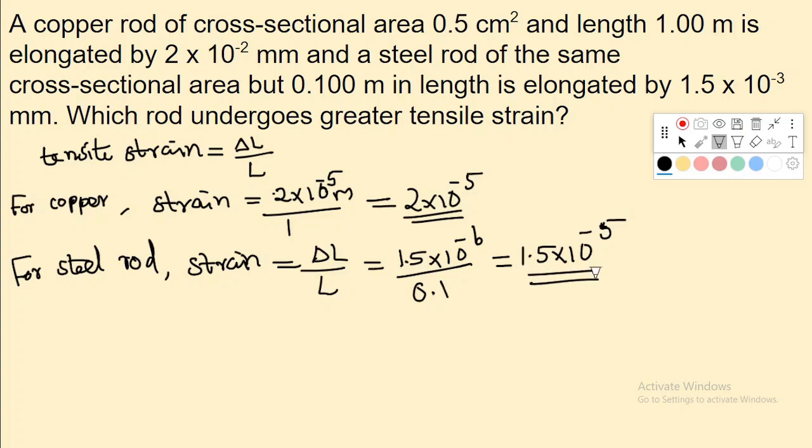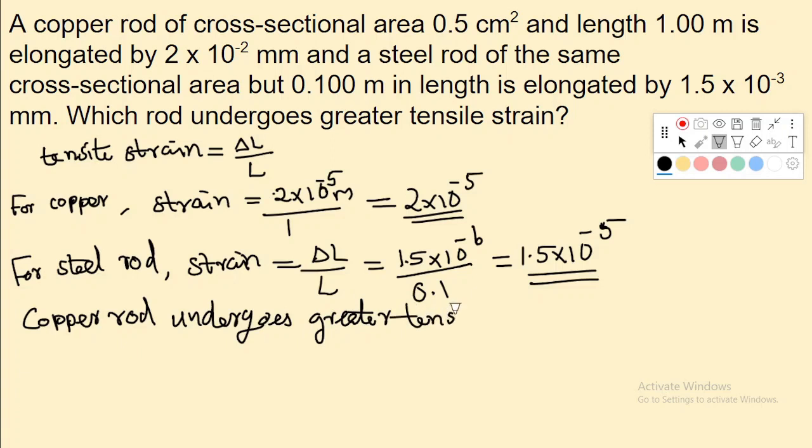So from these two values, we can conclude that the copper rod undergoes greater strain, because it has the largest strain. So the copper rod undergoes the greater tensile strain.